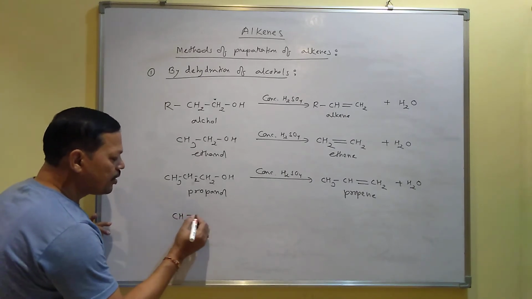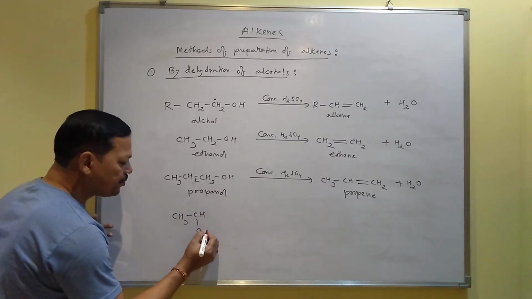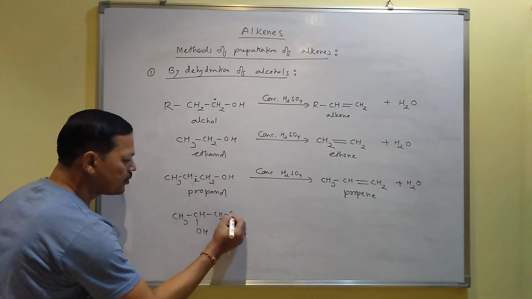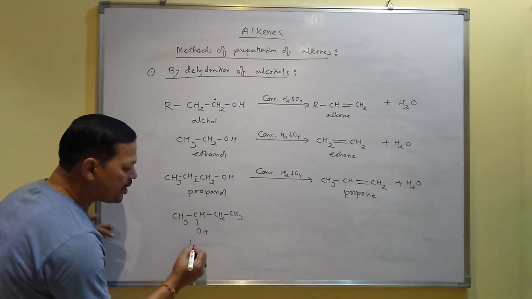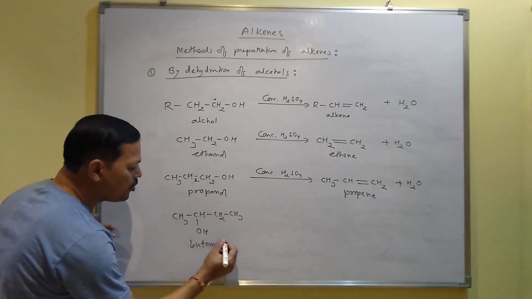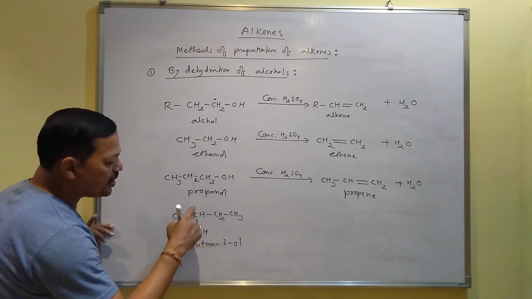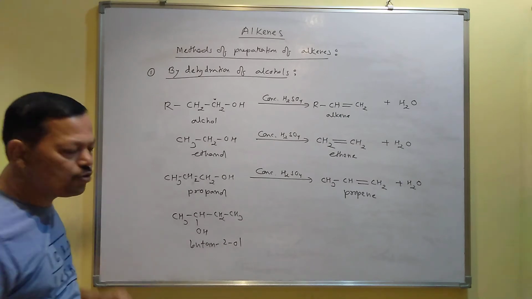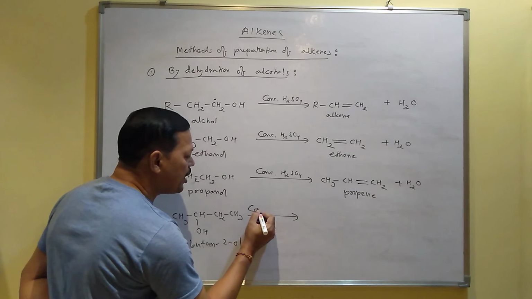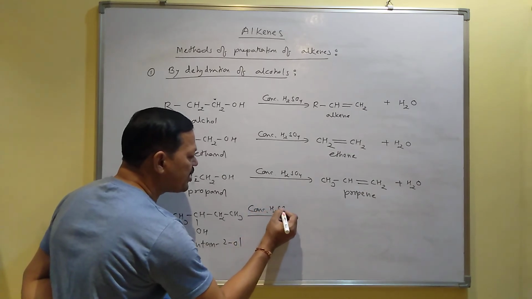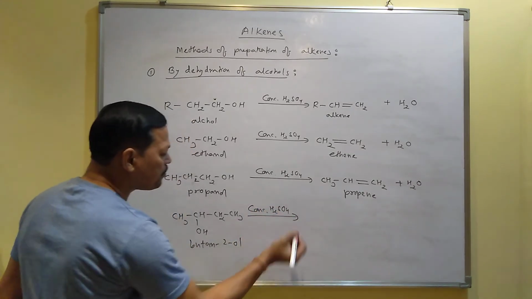So you can prepare any alkene by using this method. Similarly, this is one of the alcohols. This alcohol is called 1, 2, 3, 4. 4 carbons are present, that's why it is called butan-2-ol, because the OH is present on the second carbon. When this butan-2-ol undergoes dehydration in presence of concentrated sulfuric acid, then what happens?